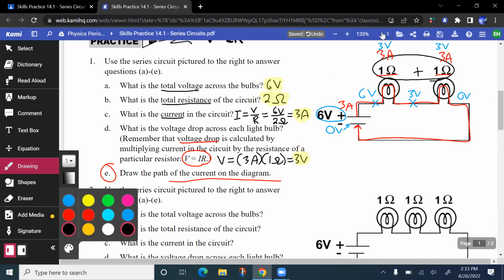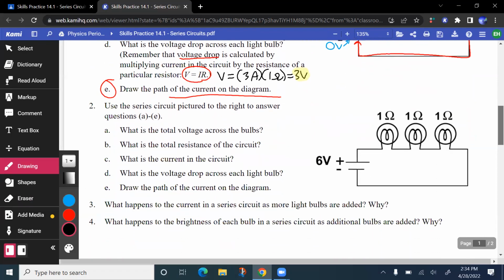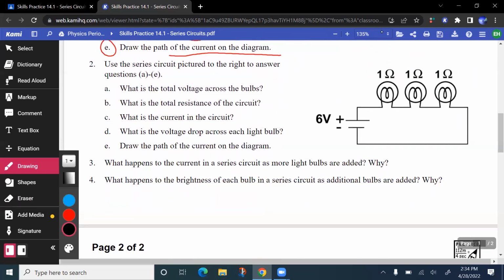Question number 2. Use the series circuit pictured to the right to answer questions A through E. Well, it's pretty much the same problem as number 1. You start with the total voltage of 6 volts. The total resistance this time is going to be 3 ohms. The resistance is greater, which means the total current, which is voltage divided by resistance, is going to be a little less. 6 volts divided by 3 ohms is now 2 amps.